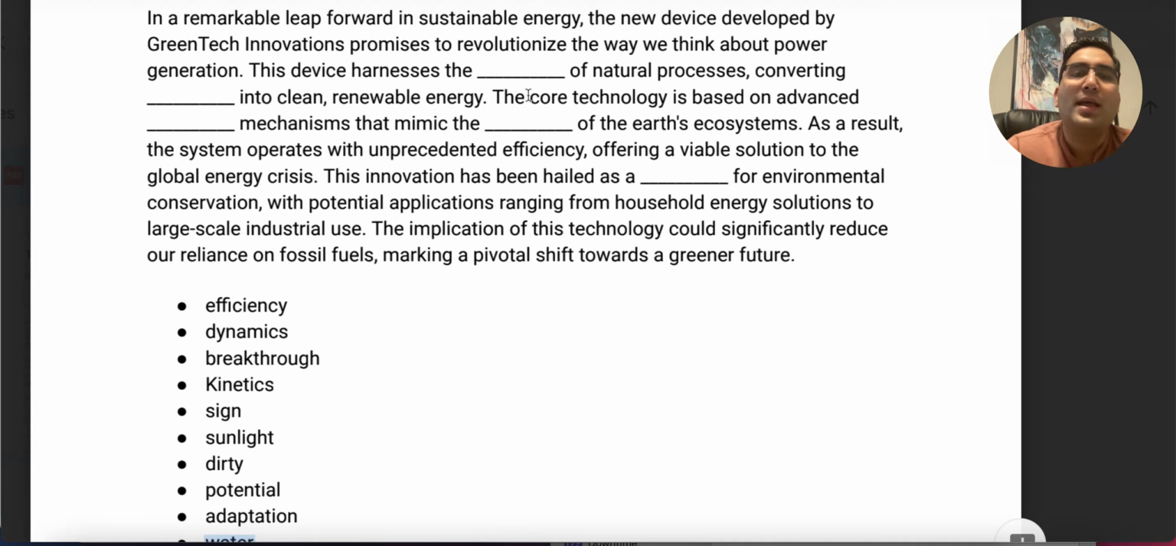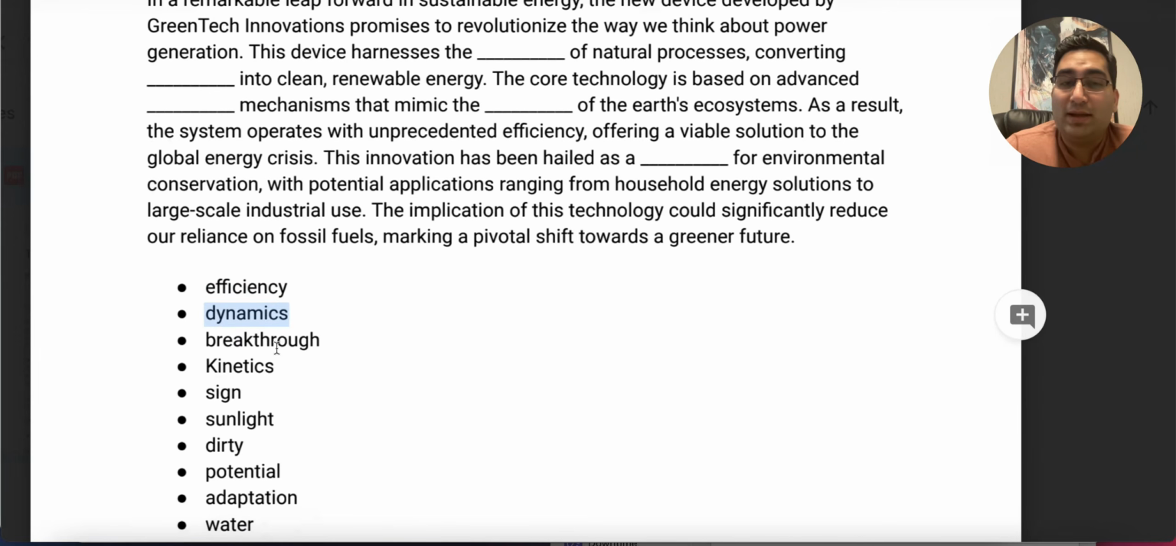So let's move on. The core technology is based on advanced something mechanisms that mimic the something of the Earth's ecosystems. So the core technology is based on the advanced something mechanisms. What could go here? Advanced, high-tech mechanisms. It should be an adjective or maybe a noun. Advanced, well, it's hard to predict really, but something advanced followed by an adjective or a noun. Let's see what fits here. Advanced efficiency mechanisms doesn't make sense. Efficiency could again be good or bad.